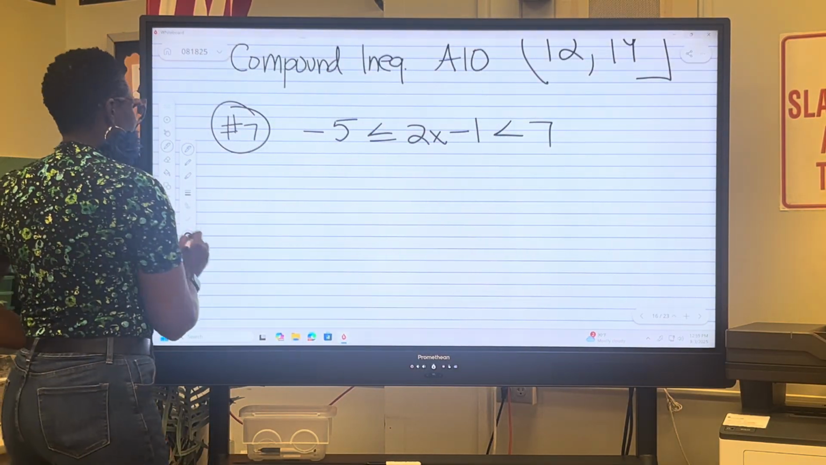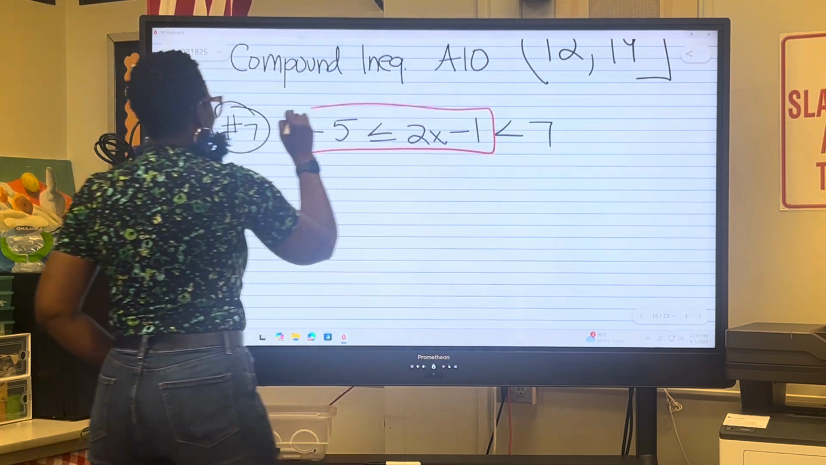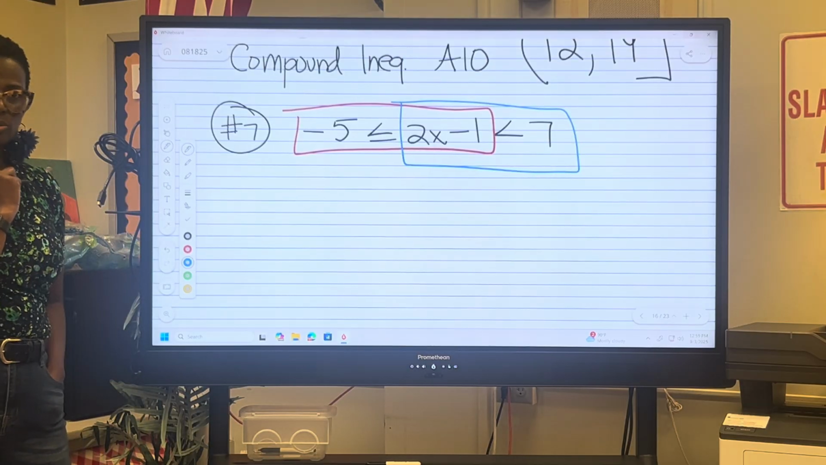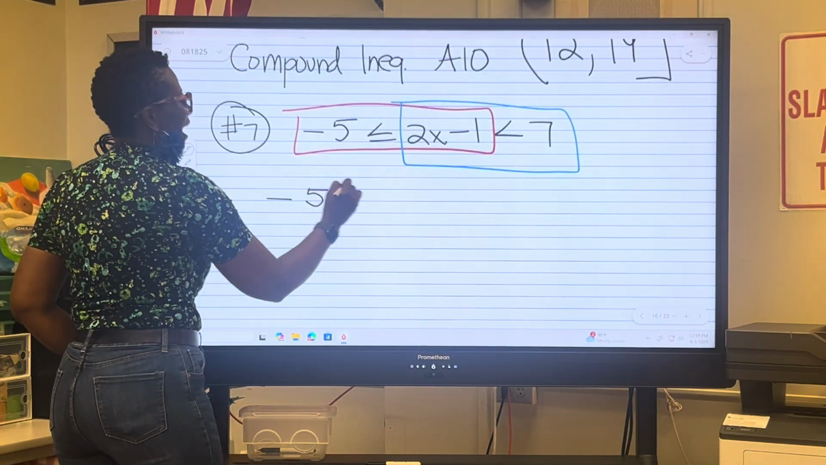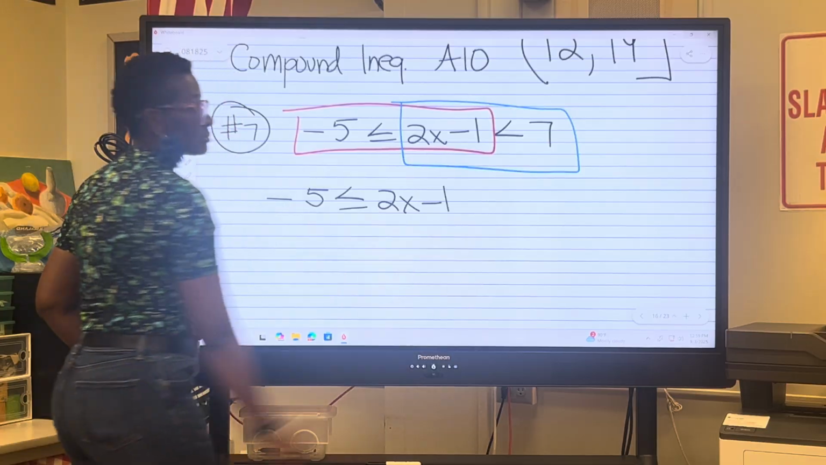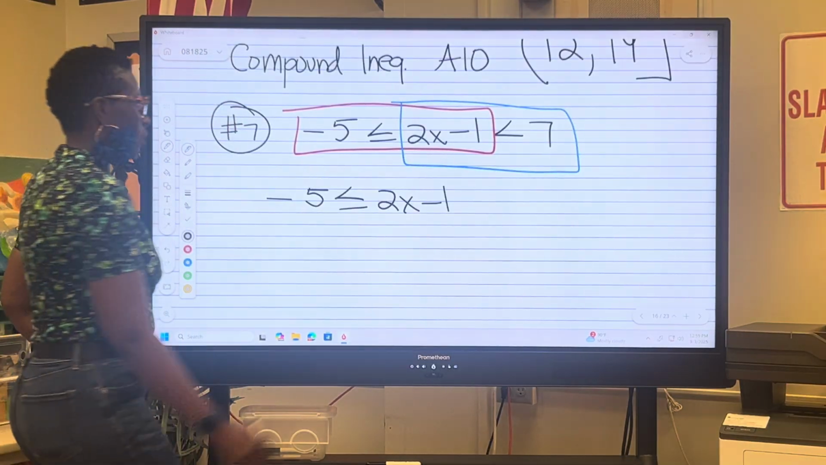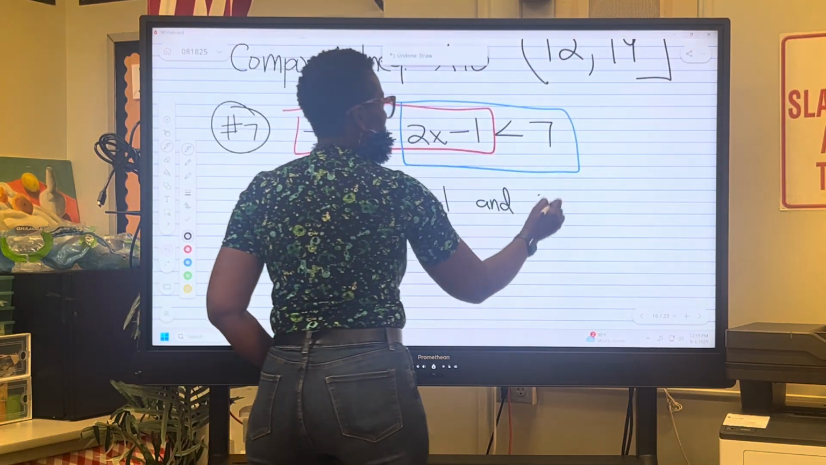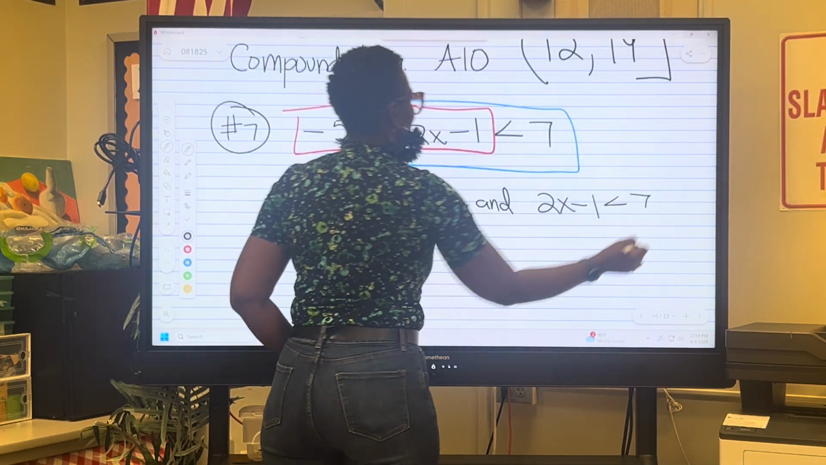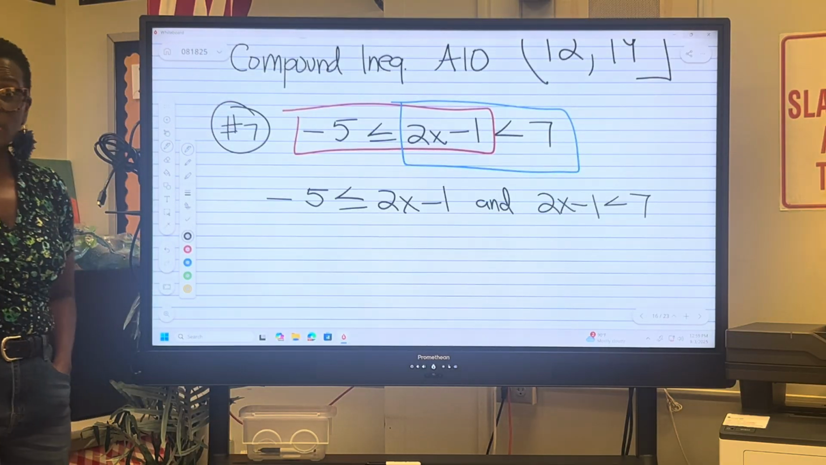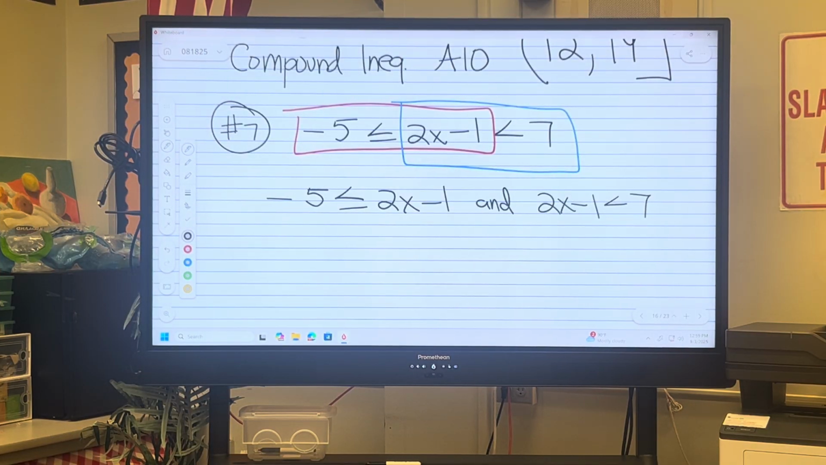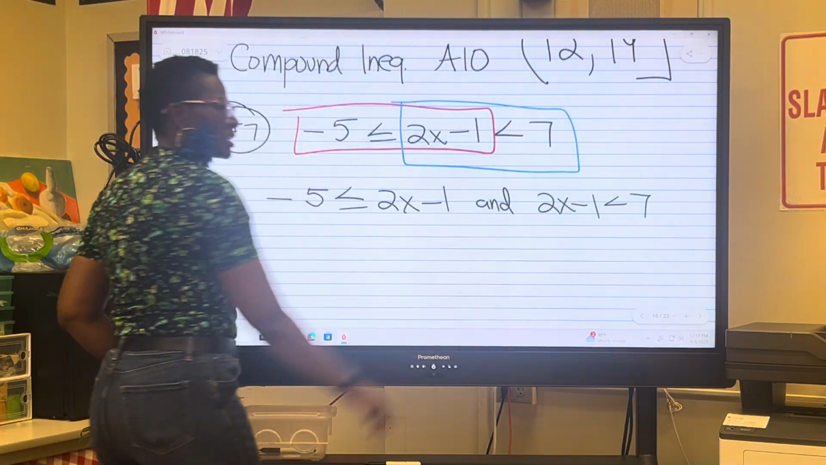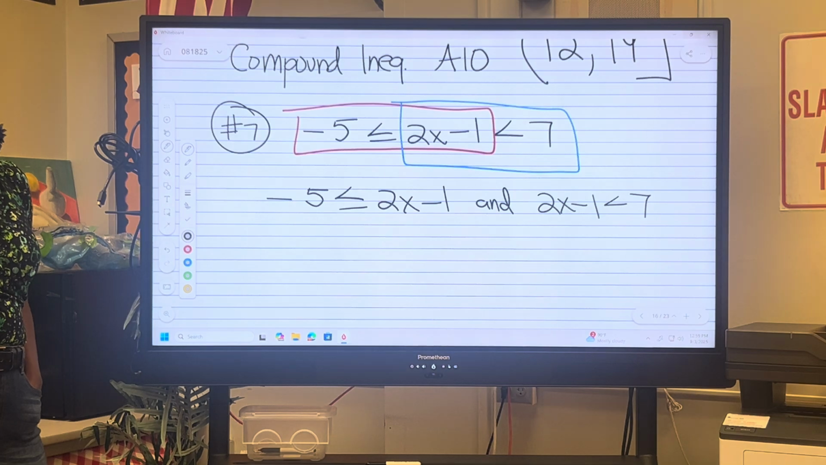Now watch how we solve this. This is 2 separate things. Do you see the 2? What's the first rule? -5 is less than or equal to 2x minus 1. What's the second rule? 2x minus 1 is less than 7. Do you see the 2 separate rules built into one? So we're really just solving both of these and finding the solution.